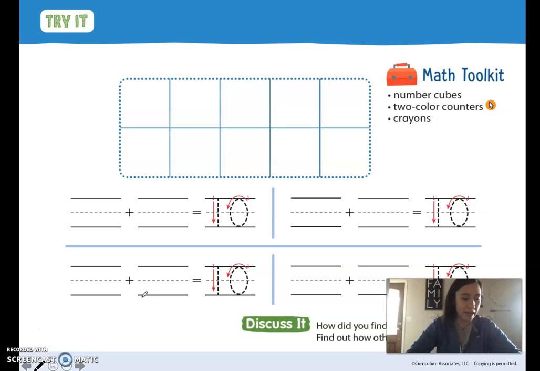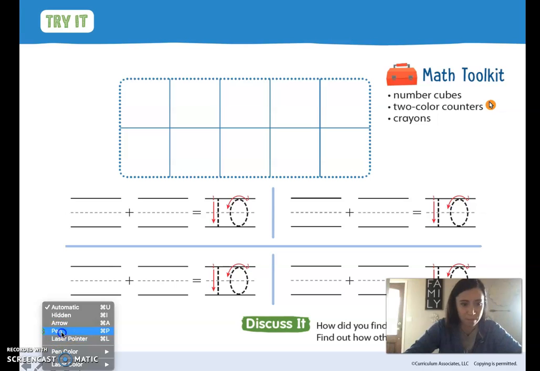Now on this page, it says that you need to have 2 color counters, number cubes and crayons. Well, it's a little bit hard to do it that way. So I'm just going to write a number here. And again, we're just going to do it off to the side a little bit and do the best that we can, okay? So bear with me.